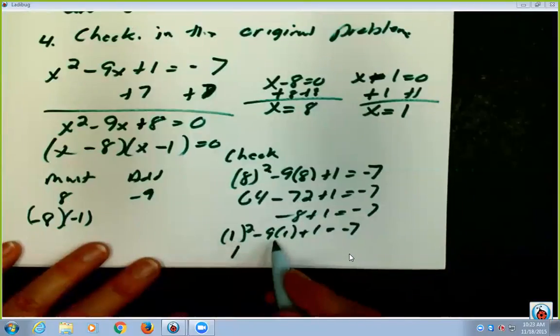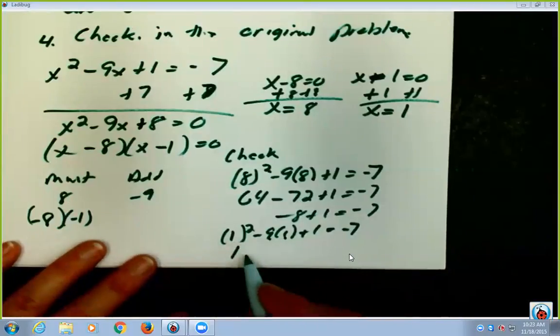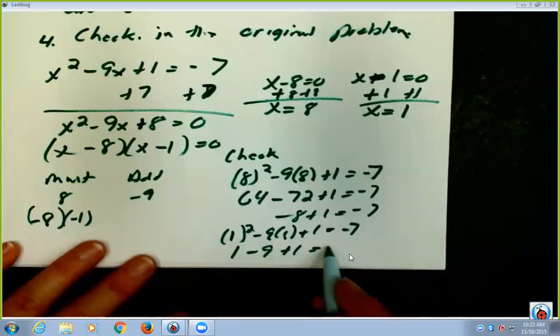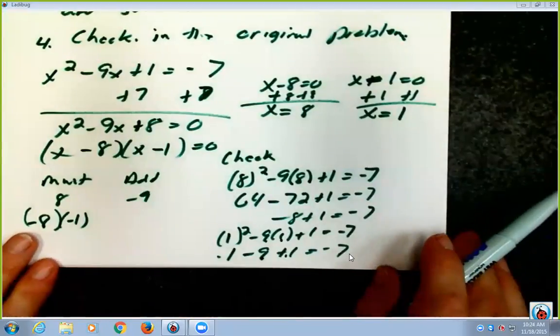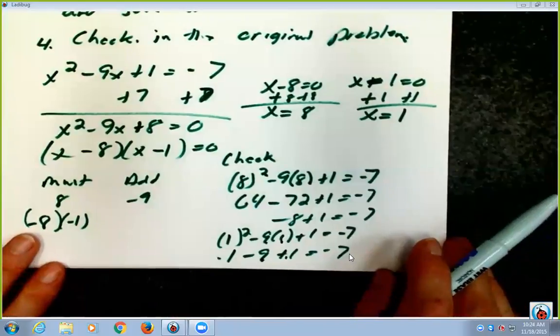One squared is 1. 9 times 1 is negative 9. 1 and a negative 9 is negative 8. Add 1 gives me a negative 7. So I know I did my math correctly. So you can check those and know whether you did it right. Okay, so be careful and make sure you get stuff set equal to 0 when you're working with those.